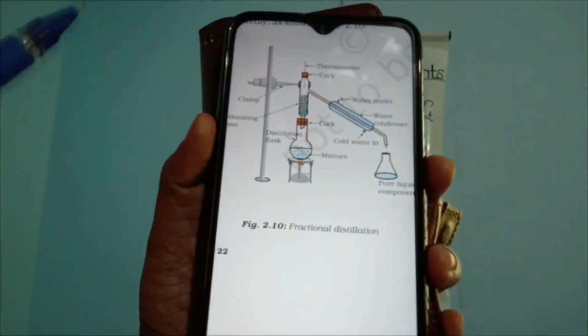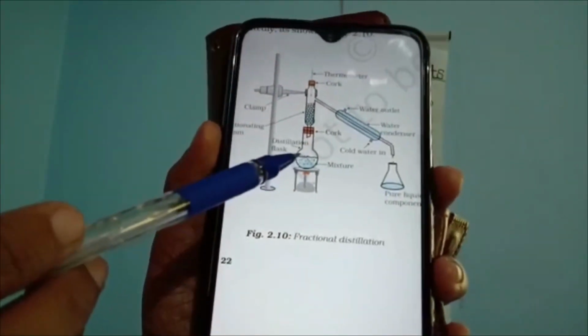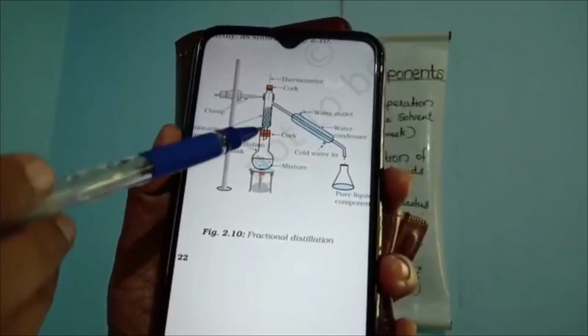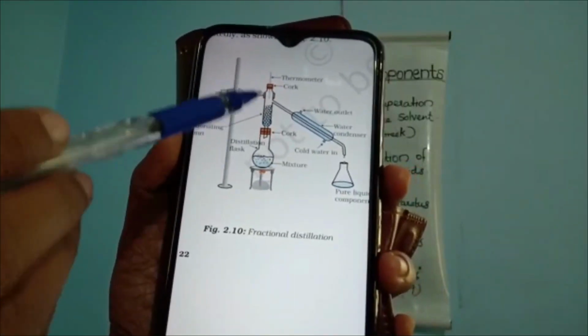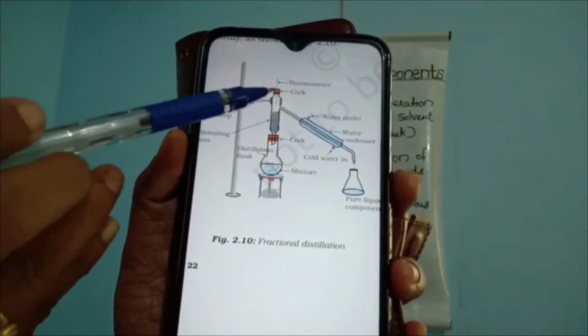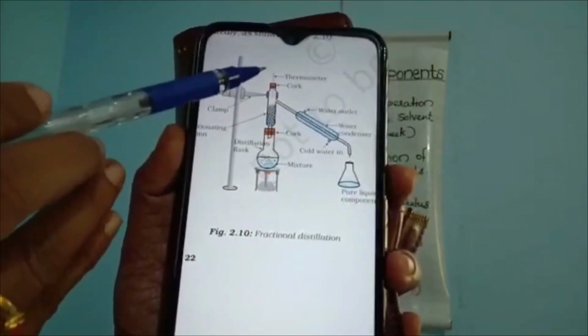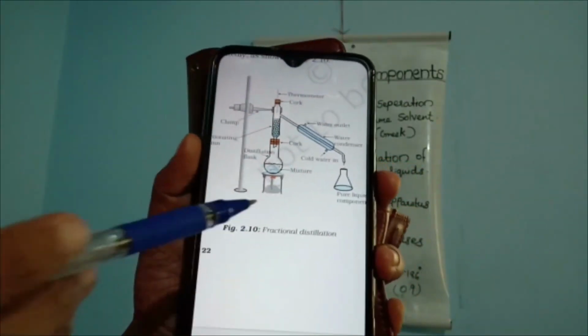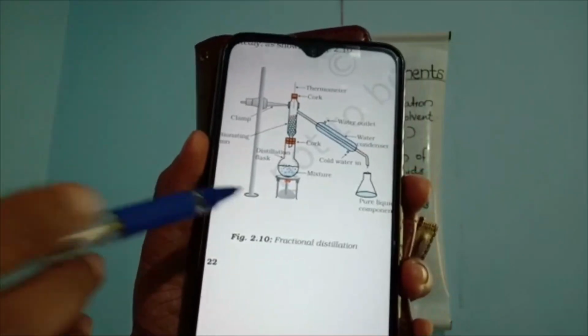Same as before, two immiscible liquids are taken here and we are giving heat energy. On the top, the fractionating column is connected, and on the top there is a thermometer also connected, and here a water condenser is also fixed. Okay, the same experiment is happening here also.